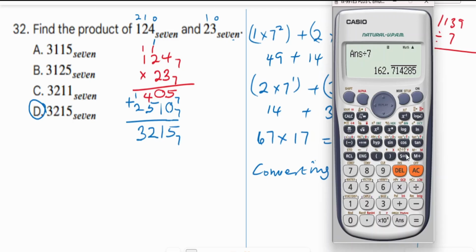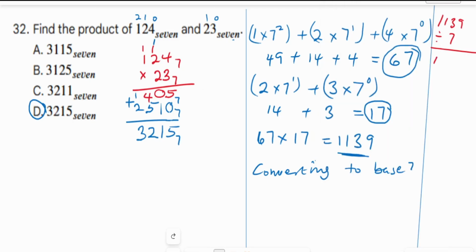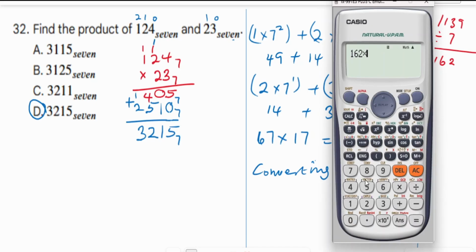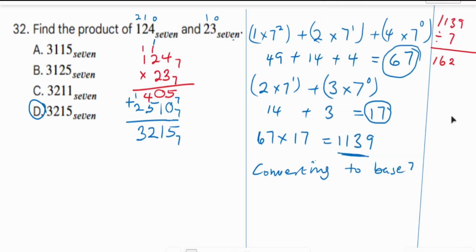What we know for sure is it will go in 162 times. So let me write that first. 162. If I want to know the remainder, I will do 162 times 7. 162 times 7 is 1134. And we have 1139 here. So that means the remainder will be 5. Because when we add 5 to that, we get our number back. So remainder 5.